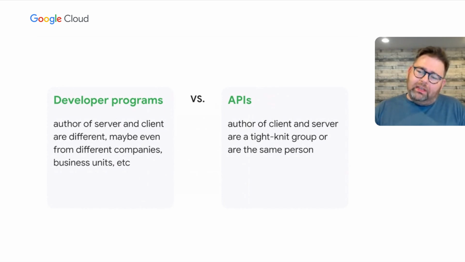So, in that specific instance, it could be a different business unit, it could be a different company, it could be a partner, but you no longer have the same scope of control over both the server and the client, and that's a significant change. That's a significant difference between API programs and developer programs.